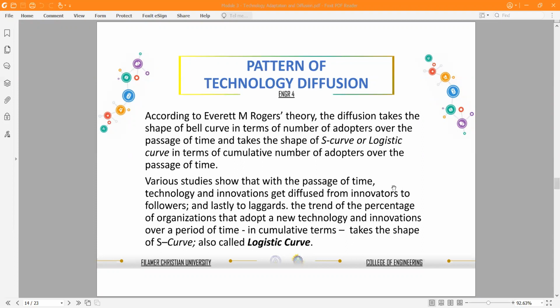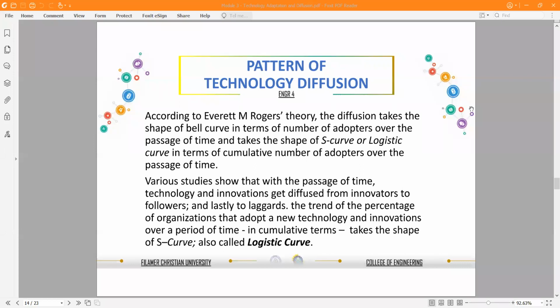So we have here the pattern of technology diffusion. So ano yung pattern of technology diffusion? According to Everett M. Rogers' theory, ito na yung theory na sinasabi ko, the diffusion takes the shape of a bell curve. So parang bell siya in terms of numbers of adapters over the passage of time, and takes the shape of S naman or logistic curve. Okay, so this is an S curve.